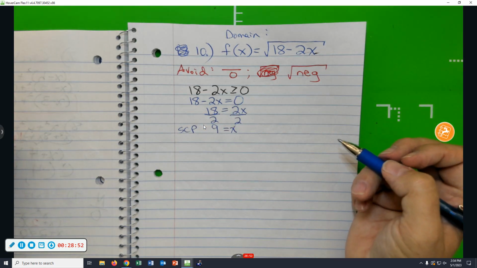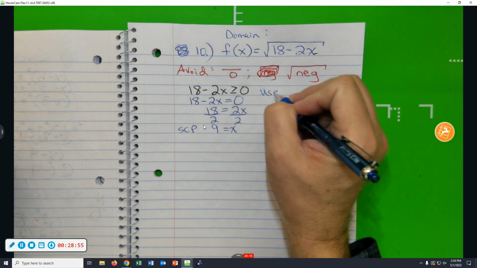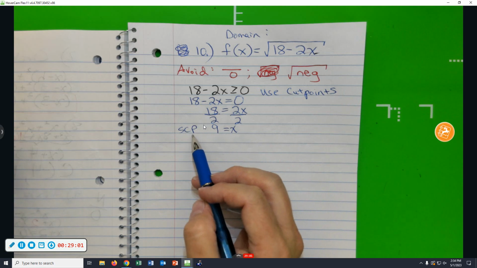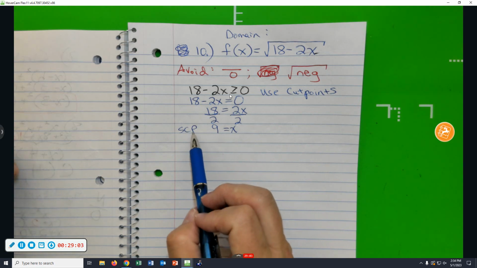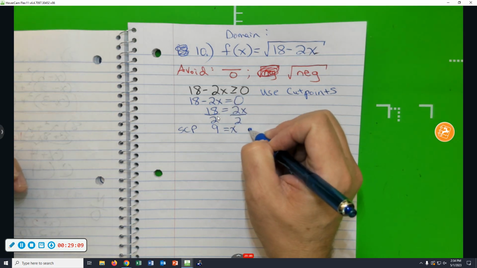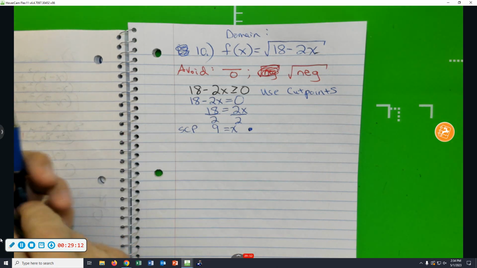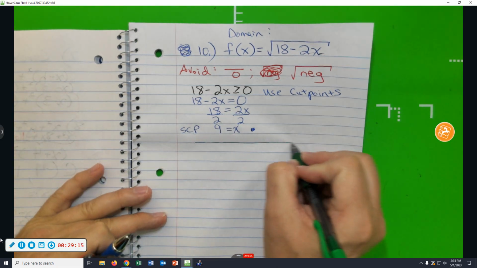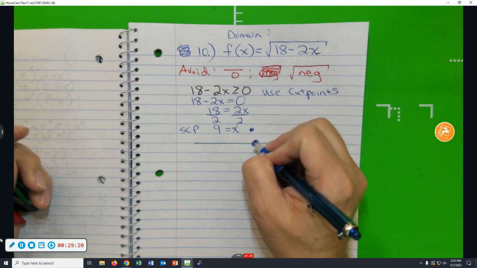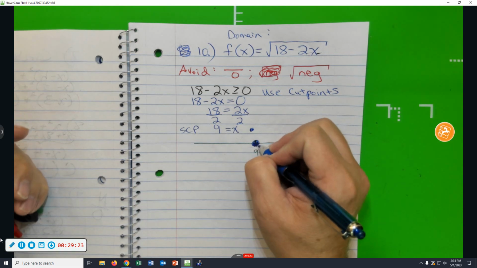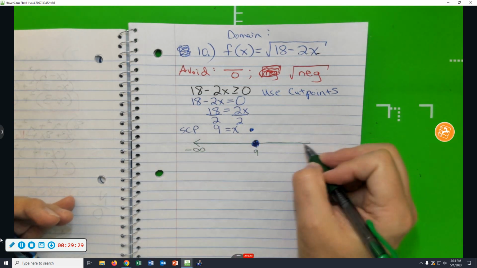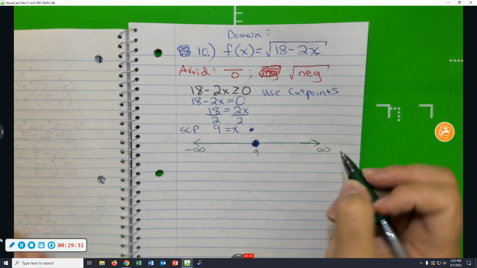How am I going to label this on a number line? The solution cut point. Equality is acceptable, so I agree. Closed circle. We draw a number line. There's 9. 9's going to be included. It's a closed circle. Negative infinity and positive infinity.